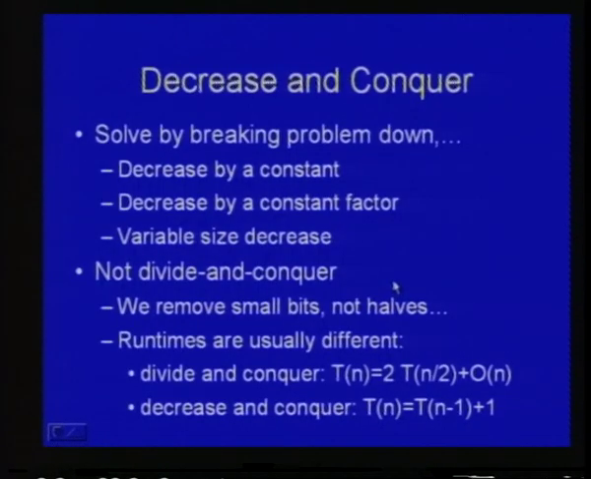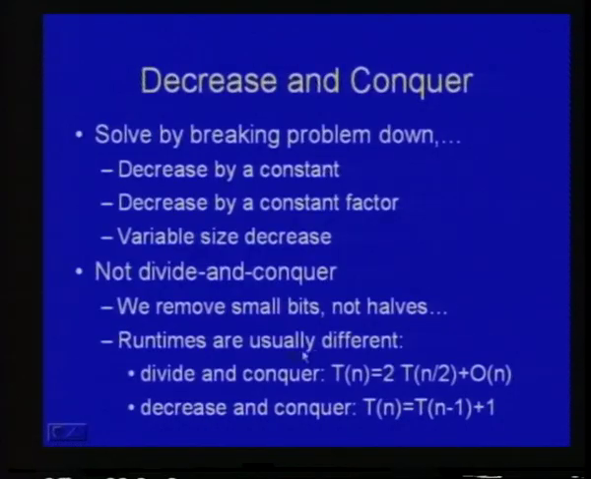It is not divide and conquer because we remove small bits and not halves. There we had n by 2. When I say divide and conquer, it is always n by 2. And run times are usually different. For divide and conquer, it is approximately 2 T(n by 2) plus order of n. For decrease and conquer, it is T(n minus 1), that is the solution to the previous problem, plus 1.